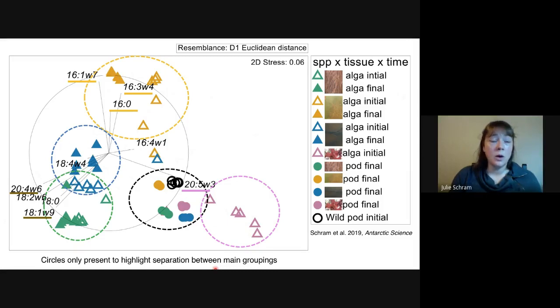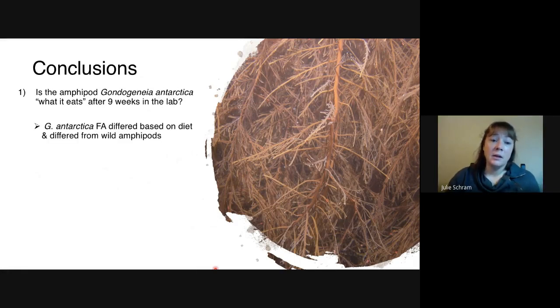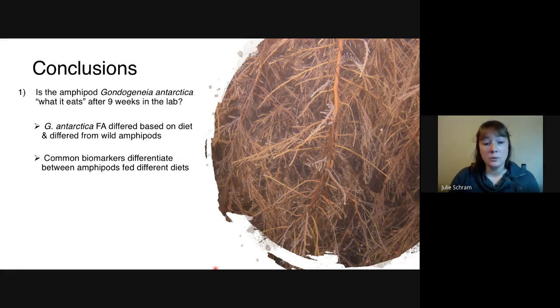So to get back to our initial questions, is the amphipod Gondogenea what it eats after 9 weeks in the lab? We found that yes, the Gondogenea picked up the fatty acid profile markers from their diets, and they did differ from the wild amphipod population. So they are not just looking like what they eat in the field, they are representing the diets that we fed them. And the common biomarkers that are often used to identify diatoms, red algae, and brown algae are coming through in our consumers.